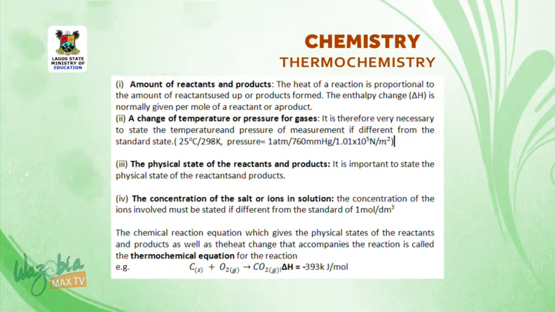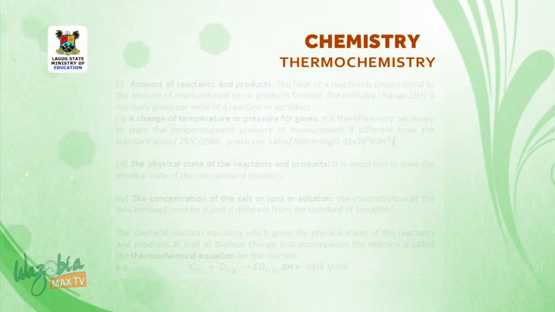The chemical reaction equation, which gives the physical states of the reactants and product as well as the heat change that accompanies the reaction, is called a thermochemical equation for the reaction. For example, when carbon in solid state reacts with oxygen in gaseous state to give us carbon(IV) oxide in gaseous state, the enthalpy change for that reaction is given as ΔH equals minus 393 kilojoules per mole.